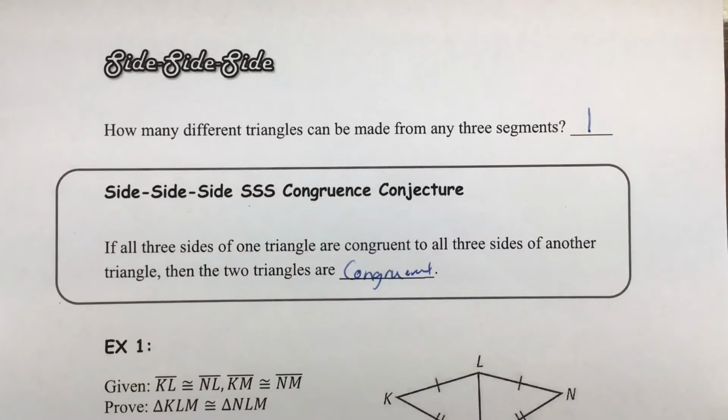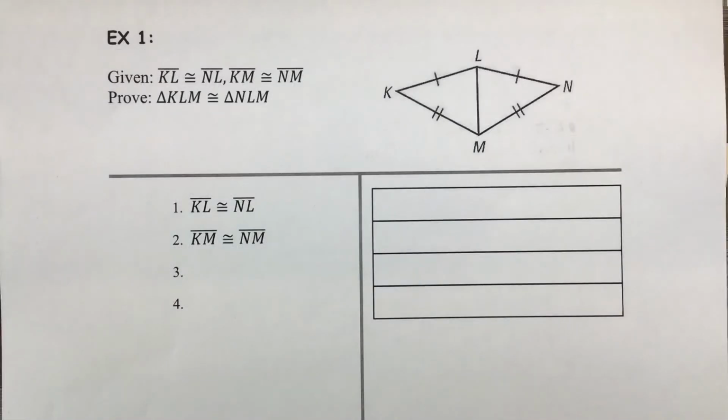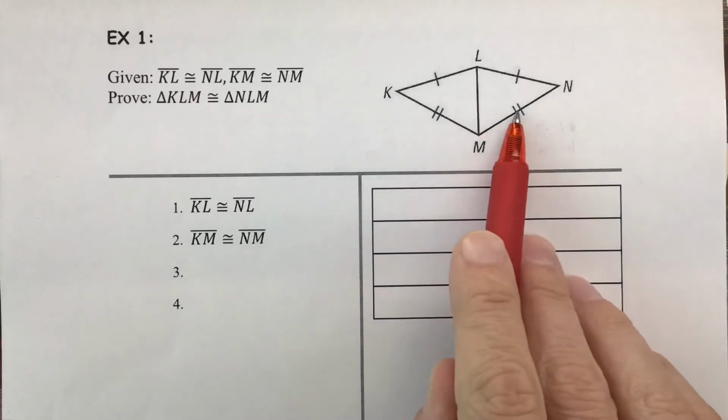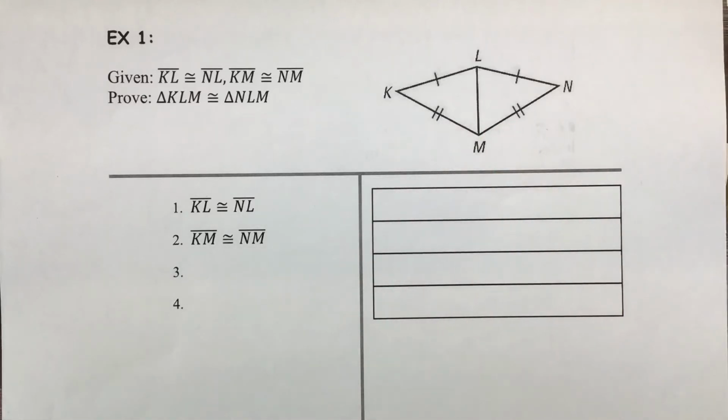We don't need to know anything about the angles. As long as all the sides are congruent from one triangle to the other, the angles will end up being congruent. For example number 1, we're going to prove that 2 triangles are congruent, but we're not going to prove that all 6 of the parts are congruent. What we're going to do is use our new congruent shortcut, which is side-side-side. So to prove that these are congruent, we're just going to show that all 3 sides are congruent.